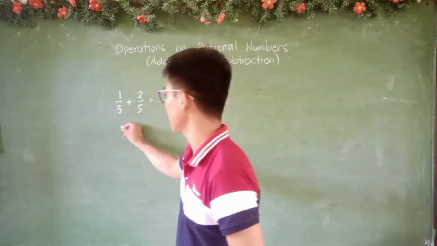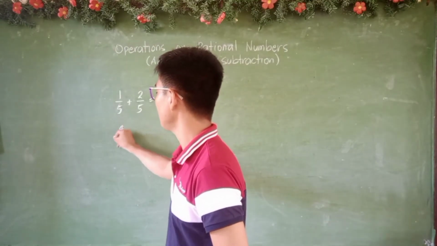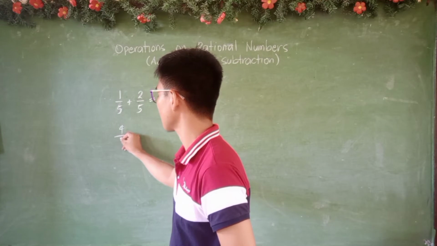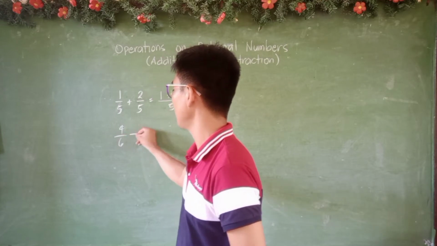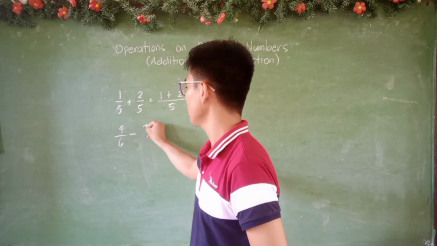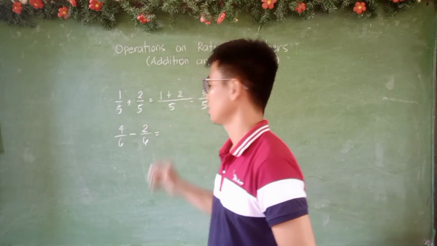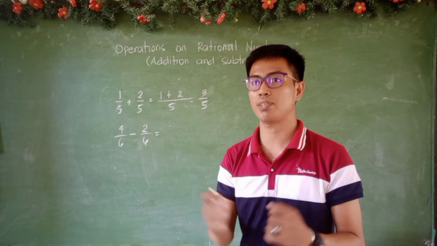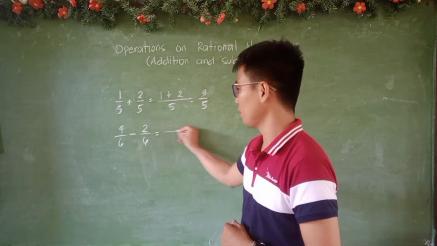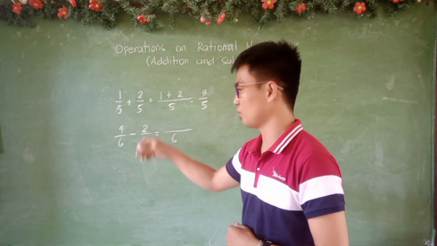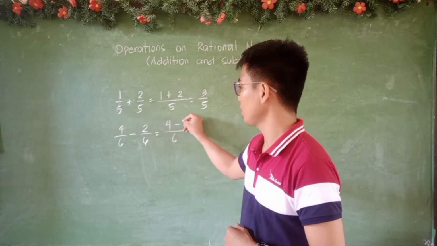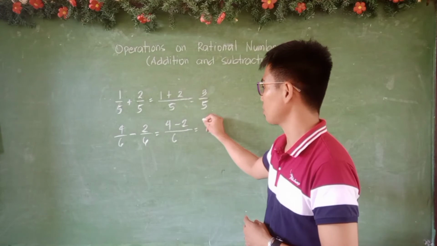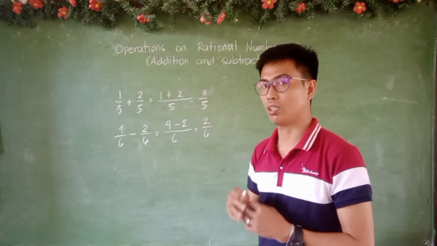So another example is, let's say, 4 over 6 minus, let's say, 2 over 6. So again, this is an example of similar fraction rather. So just copy the denominator, so 6, and then the numerator, so 4 minus 2. So that will be 4 minus 2 is 2 all over or over 6.